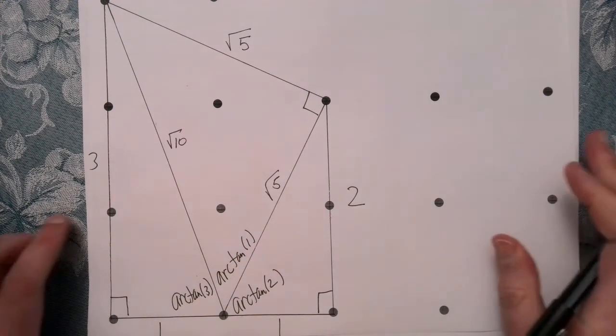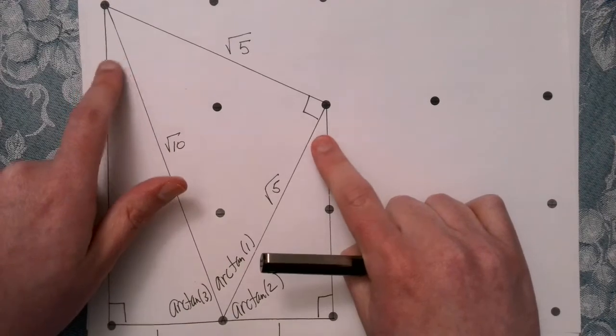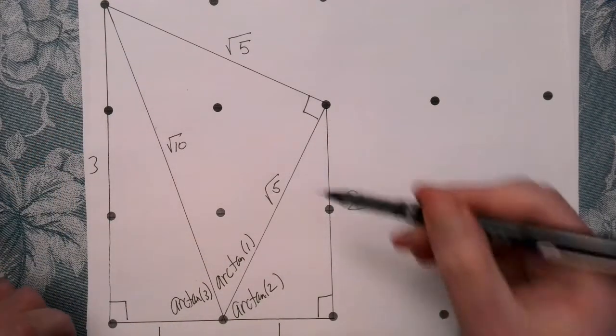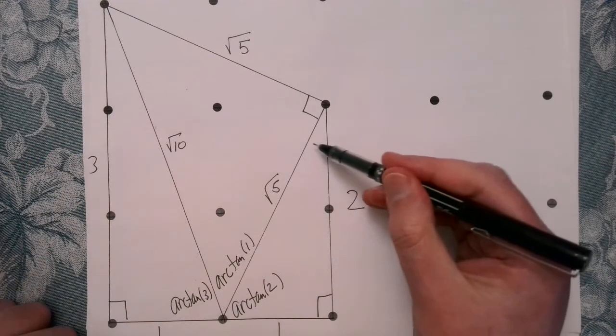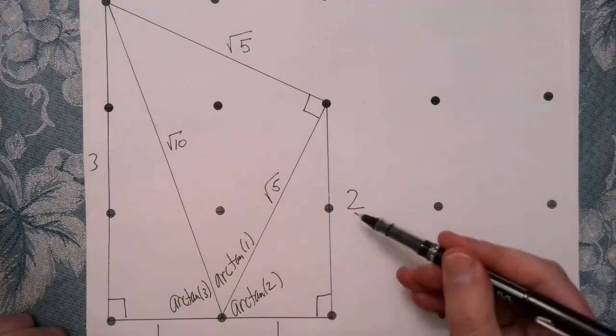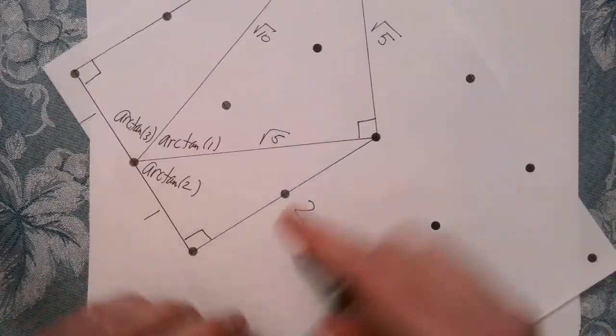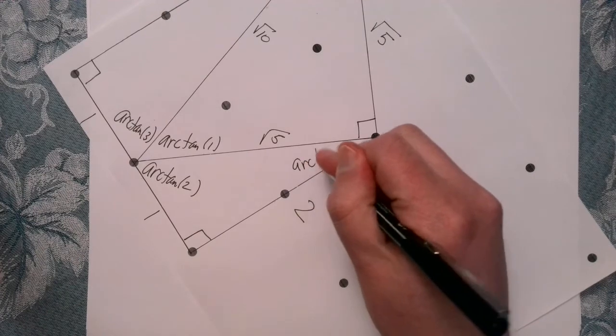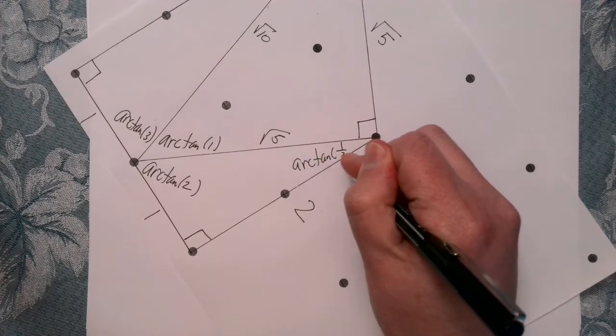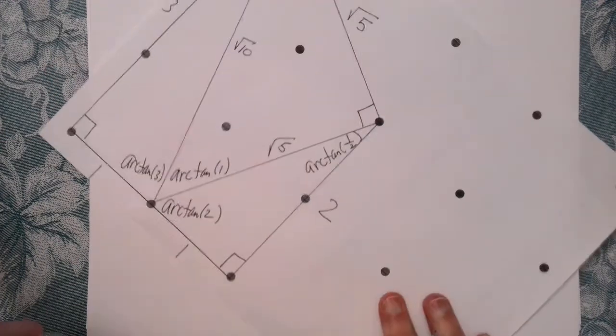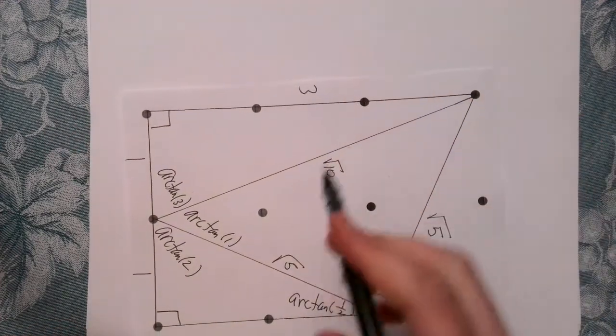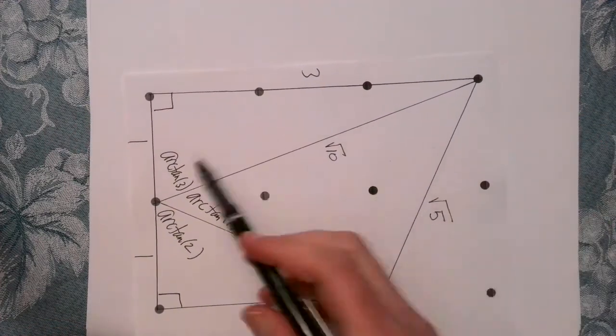I can use that sort of thinking to label this angle and this angle. So let's go ahead and do this. For this angle here, this would be the arctan of 1 over 2, or a half. So let's label it like this: arctan of a half. And then for this angle, this is going to be the arctangent of a third.